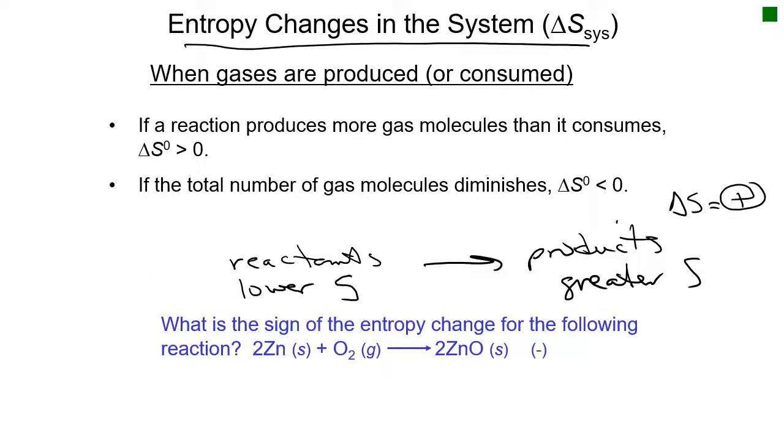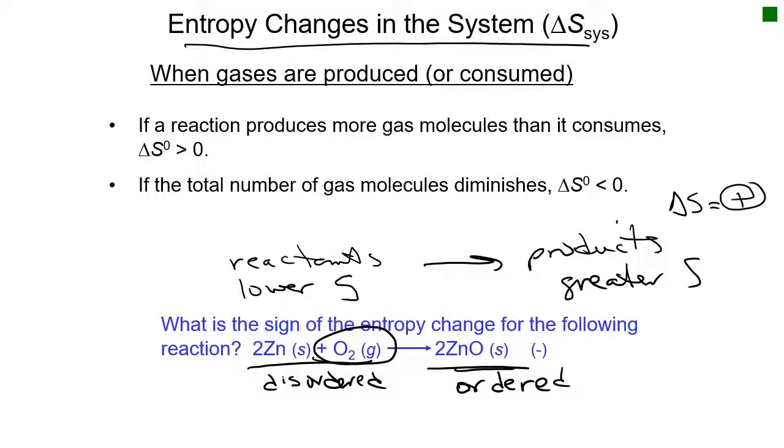If we go from, in this case down here, if we go from disordered, so why is this disordered? Because it has a gas molecule in it, to more ordered, more regular into this crystalline solid, the S of the reactants here is greater than the S of the products, and the delta S, the change in the entropy for this reaction, will have a negative value.